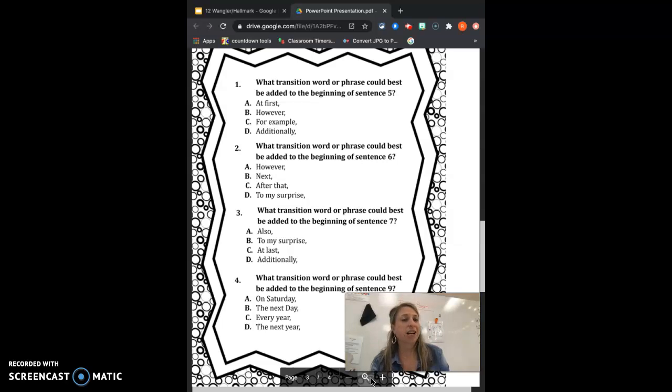At first, I was a little disappointed not to have a cake with Ninja Turtles on it, but my disappointment soon turned into pure happiness. And I think that at first would be a good one, because in that sentence, they're talking about in the beginning I was this way, but then it changed. So that would be a good transition word. You always want to go through the list. So, however, I was a little disappointed not to have a cake, but my disappointment soon turned into pure happiness.